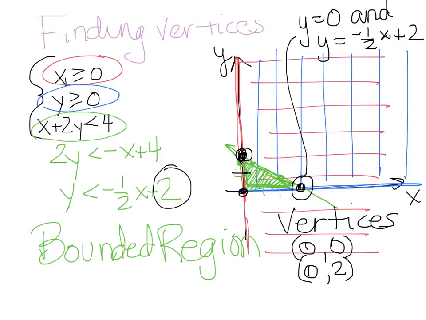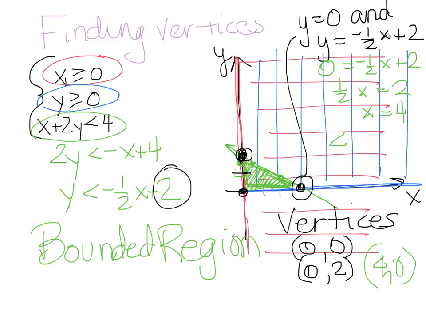So what do I have? I have a system. I can solve this system for the xy point right there. Let me substitute y equal to 0: 0 is equal to minus 1/2 x plus 2. So 1/2 x is equal to 2, or x is equal to 4. And of course y is equal to 0. So my last vertex is 4, 0.